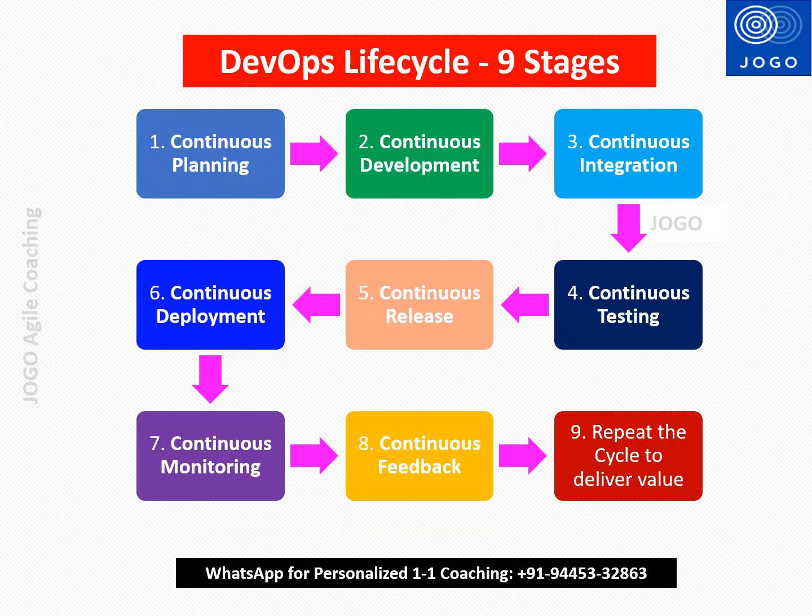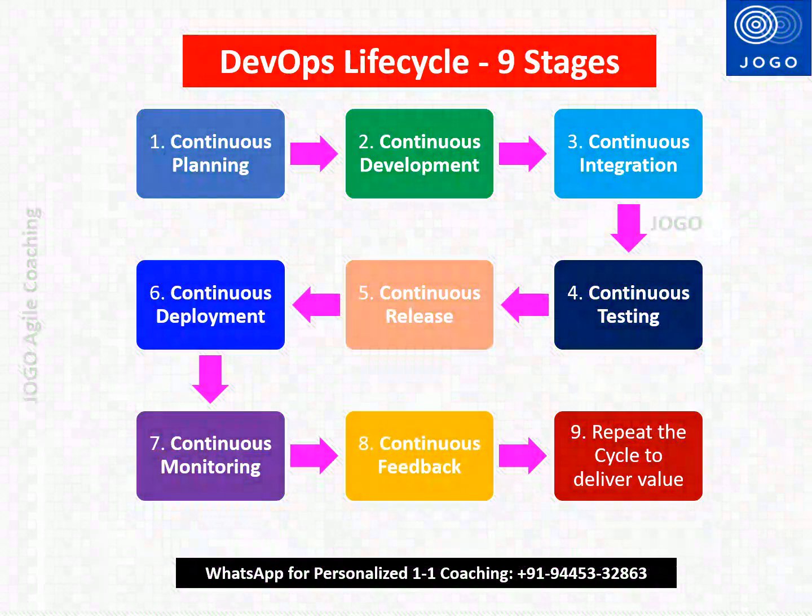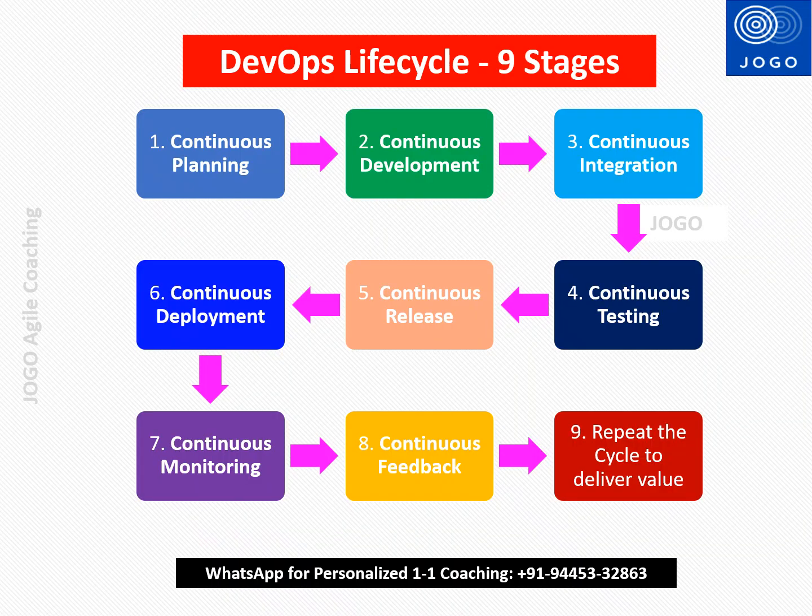The ninth step is to repeat the cycle to deliver the value. So if you see here in DevOps, everything is continuous. Continuous planning we need to do, continuous development we need to do, continuous integration we need to do, continuous testing we need to do, continuous release we need to do, continuous deployment we need to do, continuous monitoring and feedback we need to do. By doing all these 9 stages, we can implement an excellent DevOps lifecycle and the transformation in the project. Hope this is clear.